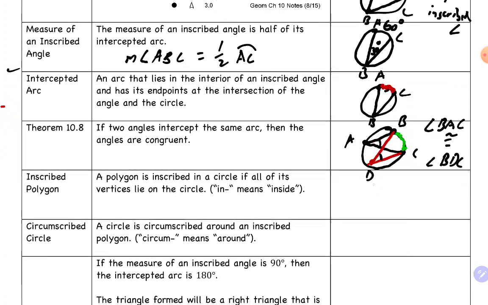An inscribed polygon is a polygon in a circle where all its vertices lie on the circle. So that would be an inscribed pentagon. 1, 2, 3, 4, 5. 5 sides. So inscribed pentagon.